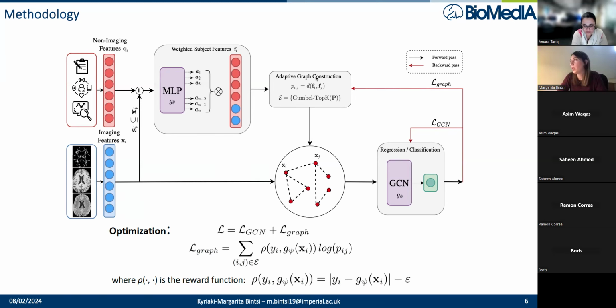Yes, and we use the relaxation, the Gumbel top K, because the simple KNN didn't really work that well. I think this relaxation was important, so more edges could be tested, and this gave us better results. So we were not stuck every time with choosing the same edges.